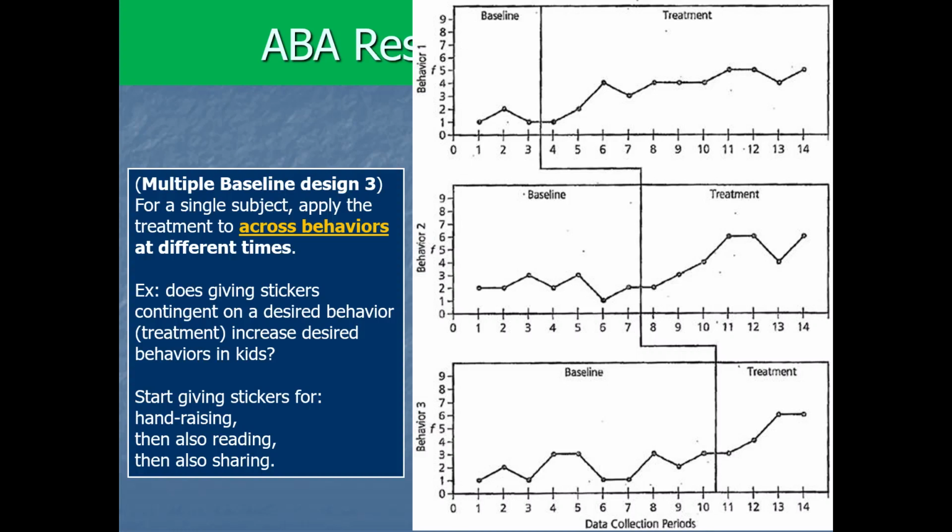But later we might start giving stickers for reading behavior. So that's the middle graph there. And once the contingency starts for that behavior, then that behavior goes up, even though the third behavior of sharing hasn't gone up yet. But finally, when we start giving stickers contingent on sharing behavior after day 10, we see sharing behavior in the bottom graph starts to go up as well. Boom. That's multiple baseline across behaviors.